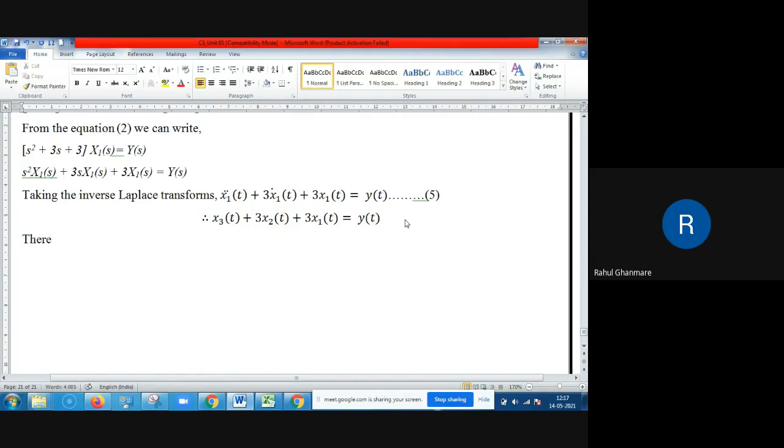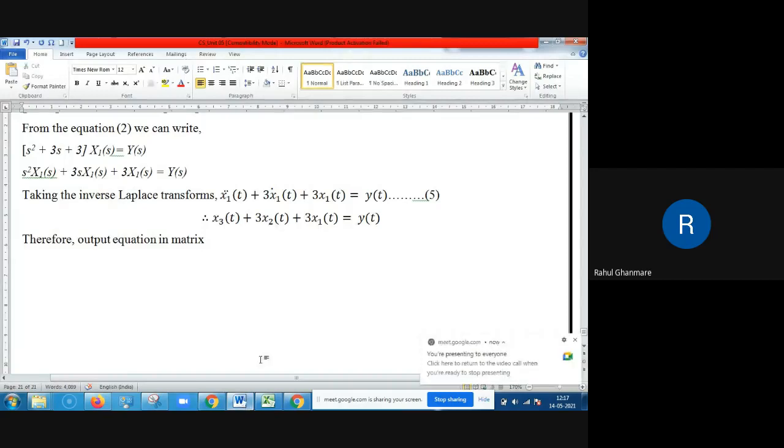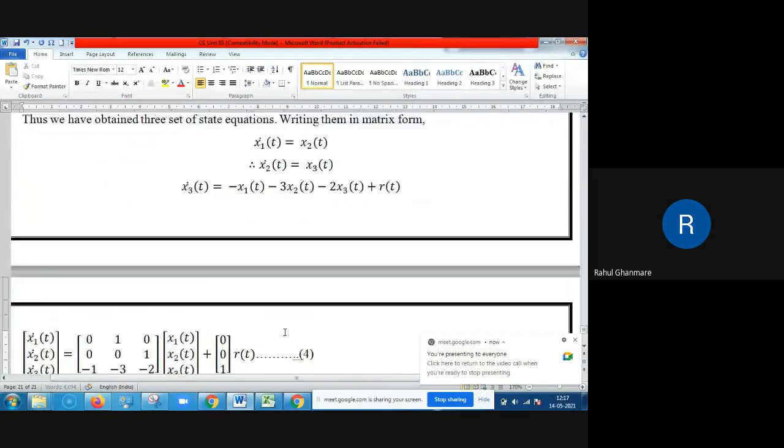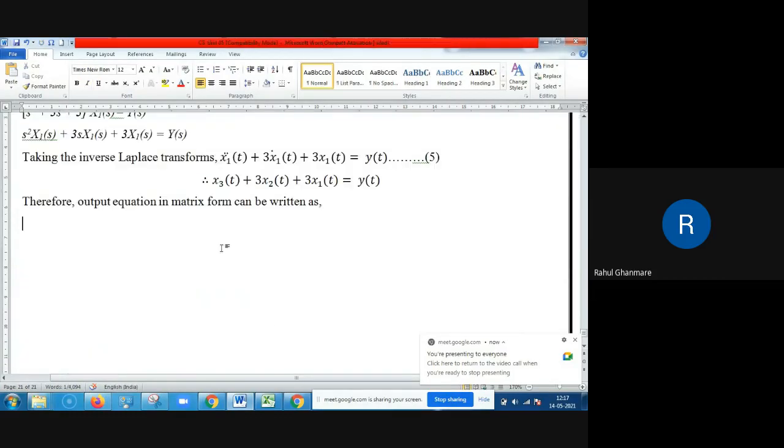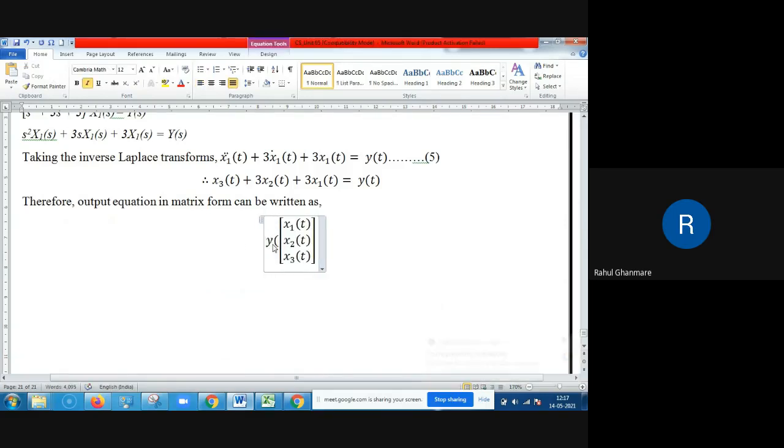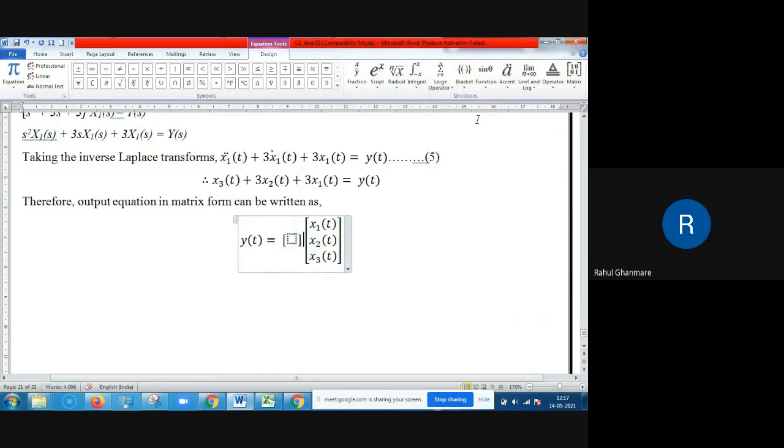Now from this what we get? We get the output equation. Therefore the output equation in matrix form can be, so here you have this matrix as it is. Y of t is equals to.